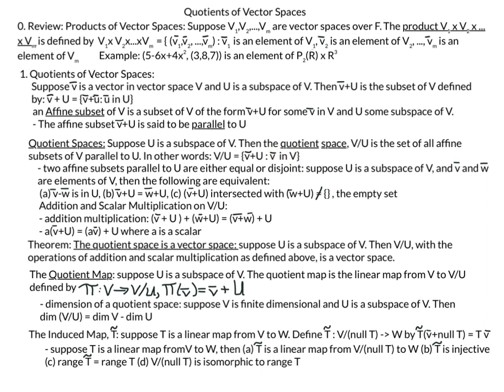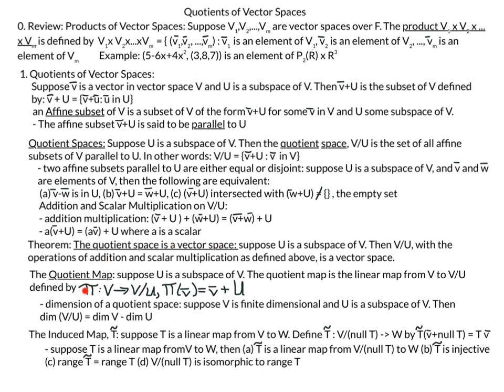We have this theorem here that two affine subsets parallel to U are either equal or disjoint. And then we can also define addition and scalar multiplication on the quotient space. So then we can say that the quotient space is itself a vector space.